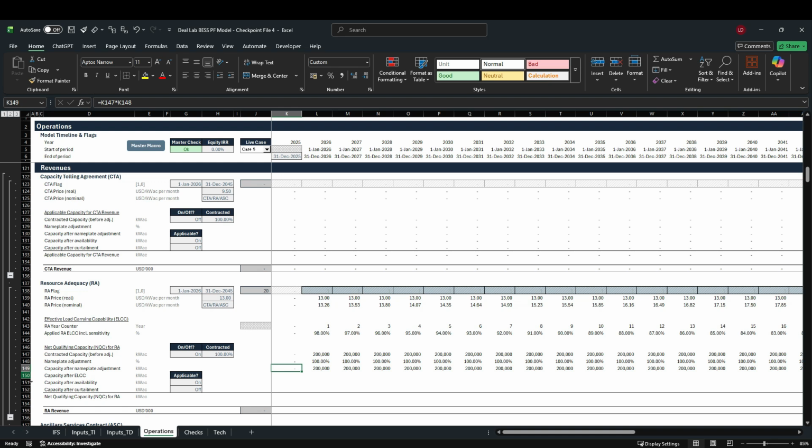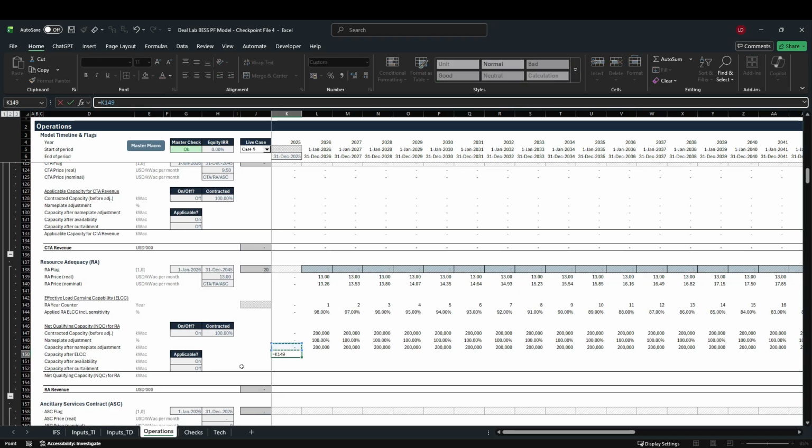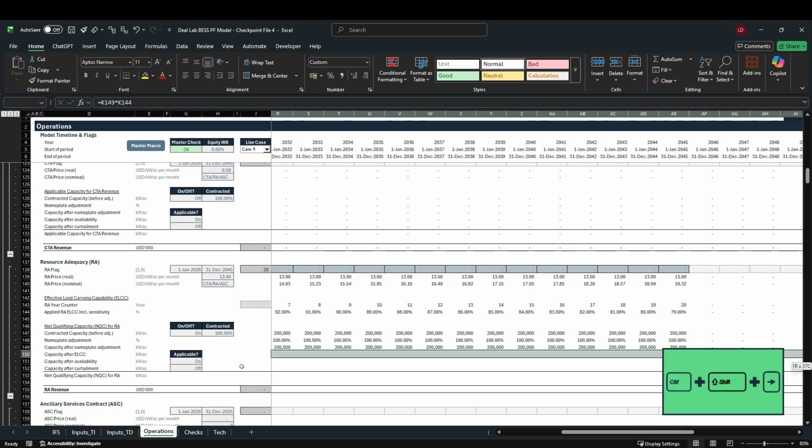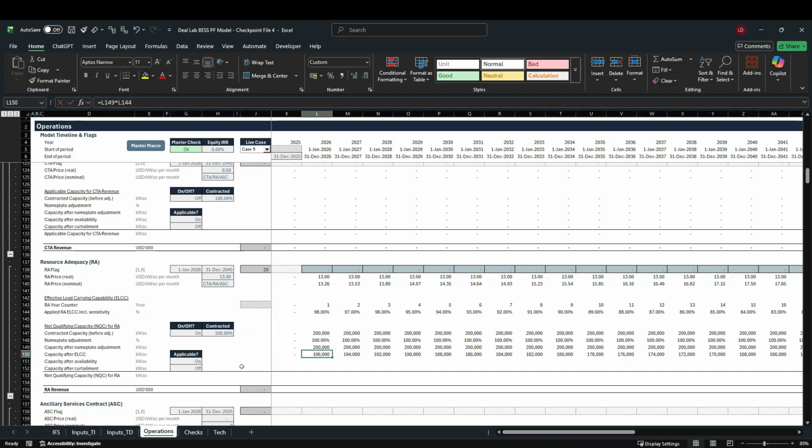And the capacity after the ELCC is something new, and this one is rather simple as well. So we take the capacity after nameplate adjustment and multiply this by our ELCC factor up here. Hit enter and Control R. And you can see that after the ELCC adjustment, our extra capacity, which will be the base for our revenue, shrinks as time passes and the ELCC factor declines as well.